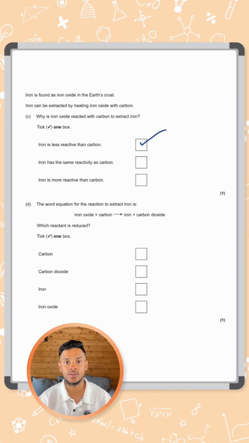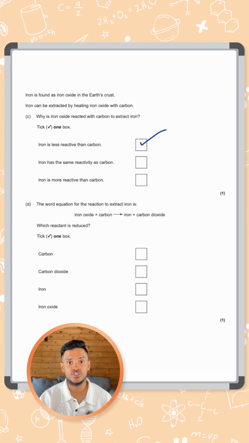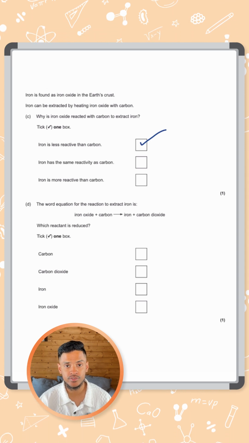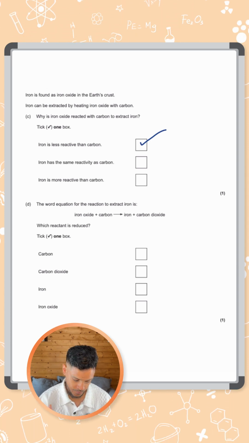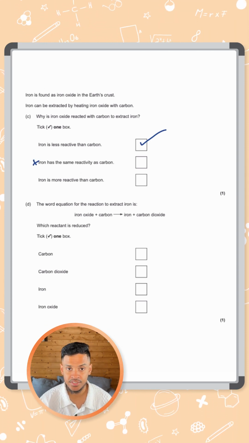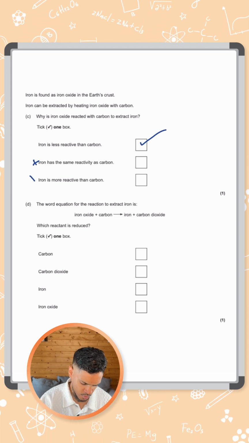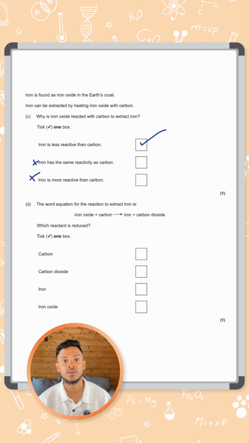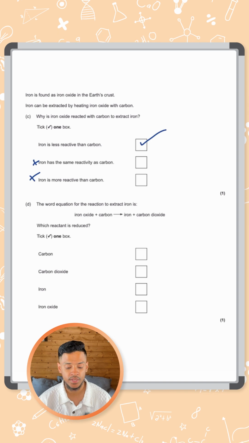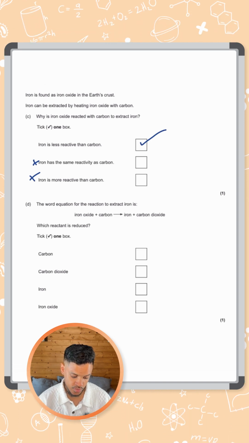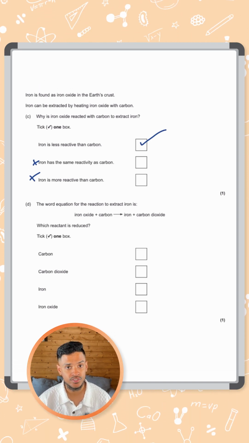Because it's less reactive than carbon, the carbon reduces the iron oxide, it removes the oxygen from it to form iron. You wouldn't say iron has the same reactivity as carbon, that's not true. And iron is more reactive than carbon, nope, that wouldn't be true. If iron was more reactive than carbon, then you would need to use electrolysis in order to extract it.